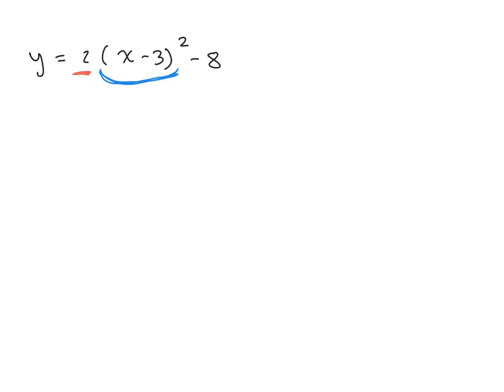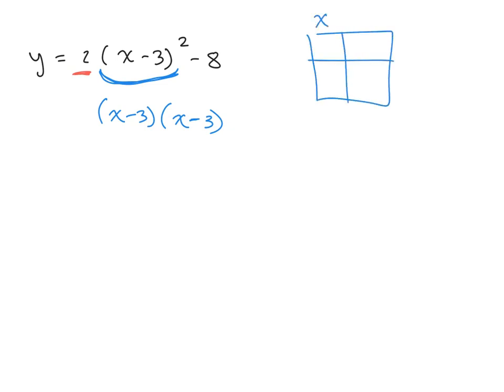So x minus 3 quantity squared is x minus 3 times x minus 3. And we use the area model to help us multiply that out. So x minus 3, x minus 3. Okay, let's do that. X times x is x squared, negative 3x, negative 3x, and positive 9. Don't forget that negative 3 times negative 3 is positive 9. So we do have like terms to combine. Negative 3x and negative 3x is negative 6x.